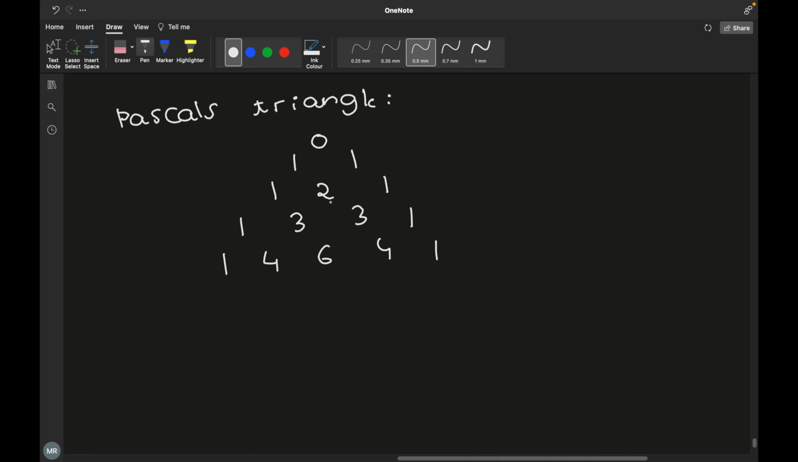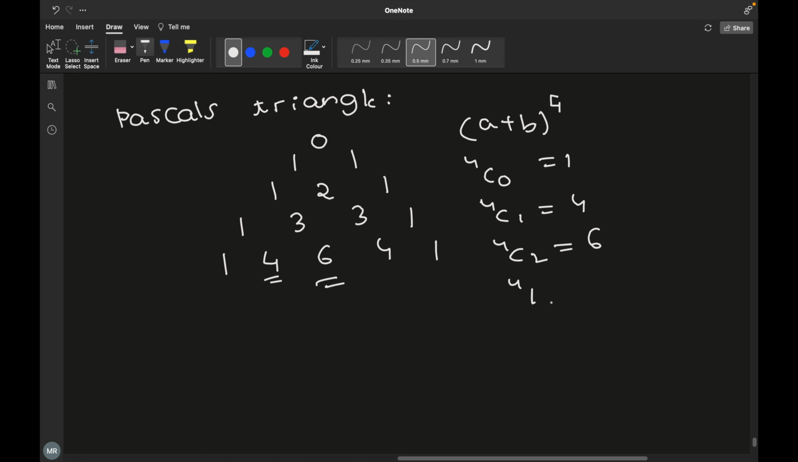And this is used to find the coefficient. Okay, let's take (a + b) to the power of 4. We have 4C0, which is 1, 4C1, which is 4, 4C2, which is 6, 4C3, which is 4, 4C4, which is 1.